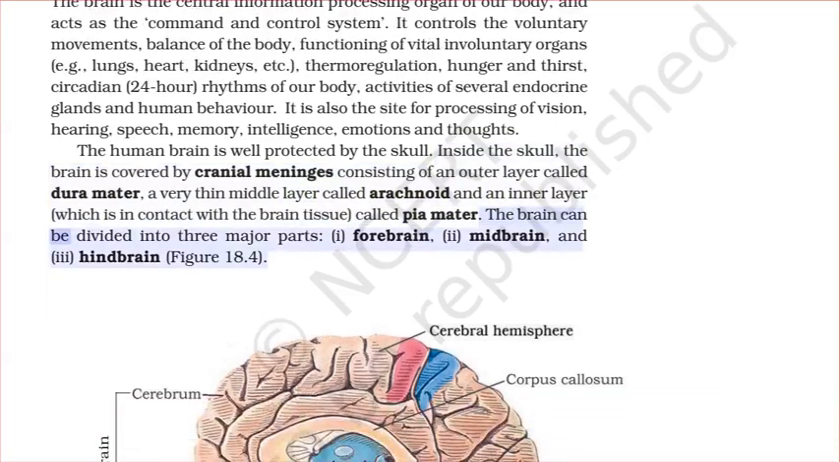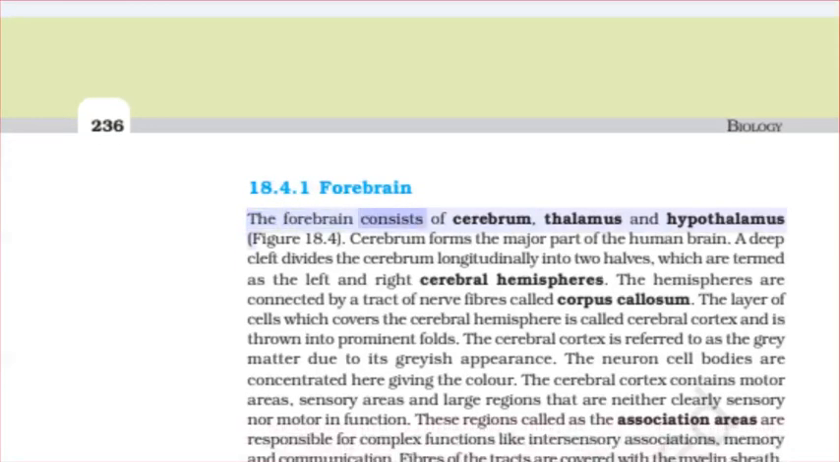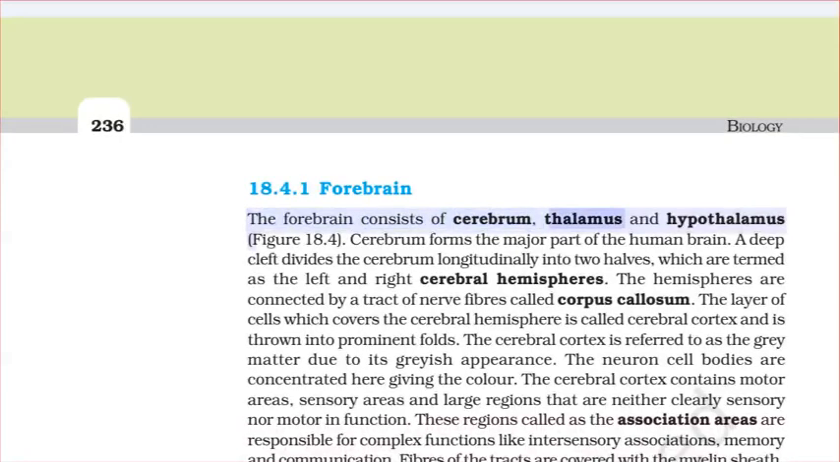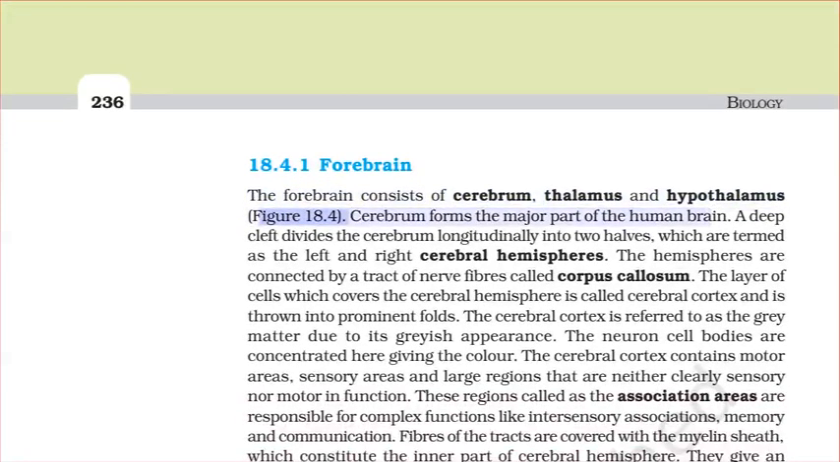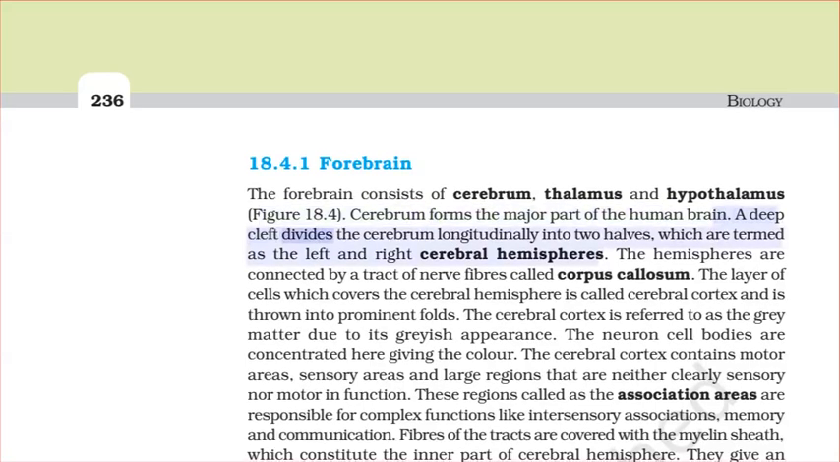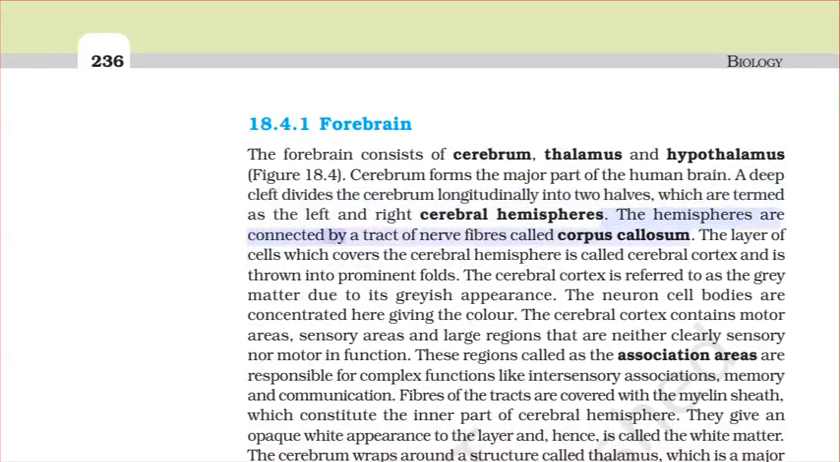The brain can be divided into 3 major parts: 1. Forebrain, 2. Midbrain, and 3. Hindbrain. Forebrain. The forebrain consists of cerebrum, thalamus, and hypothalamus. Cerebrum forms the major part of the human brain. A deep cleft divides the cerebrum longitudinally into 2 halves, which are termed as the left and right cerebral hemispheres. The hemispheres are connected by a tract of nerve fibers called corpus callosum.